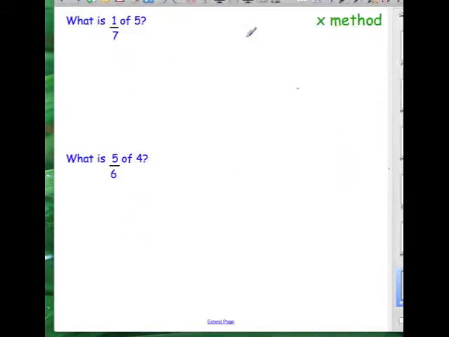There's another method that we can use when trying to find fractions of a whole, and it is the multiplication method. So with what is 1/7 of 5, we can just think of 5 over 1, because that means that 5 is a whole if it's over 1, and then we just multiply straight across. So 1 times 5 is 5, and 7 times 1 is 7. So 1/7 of 5 equals 5/7.